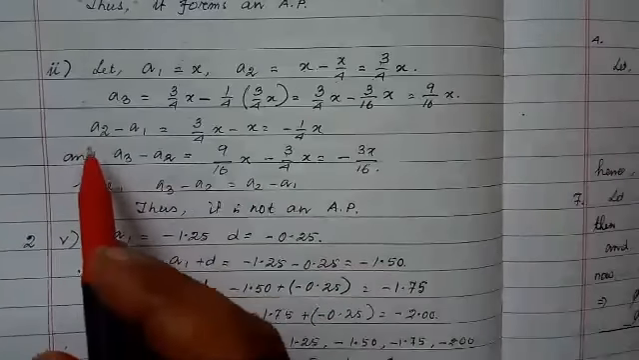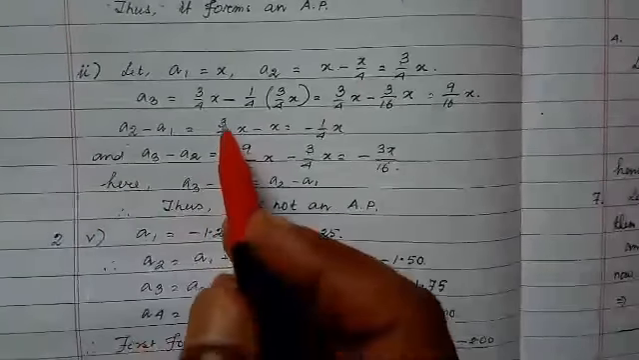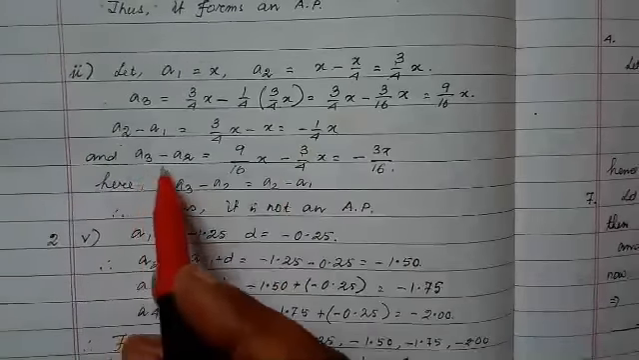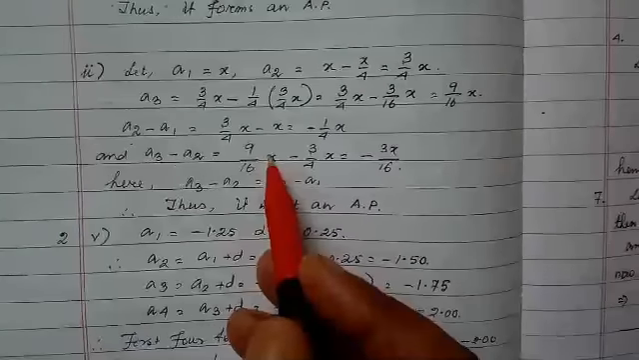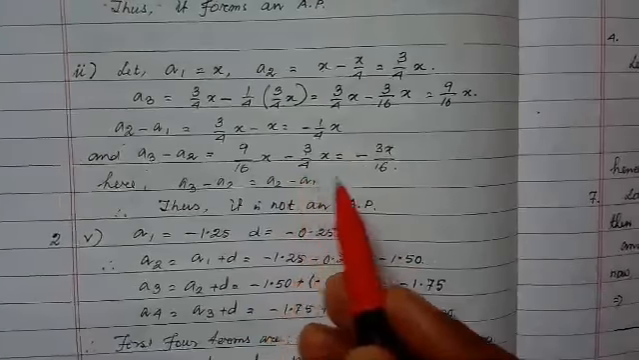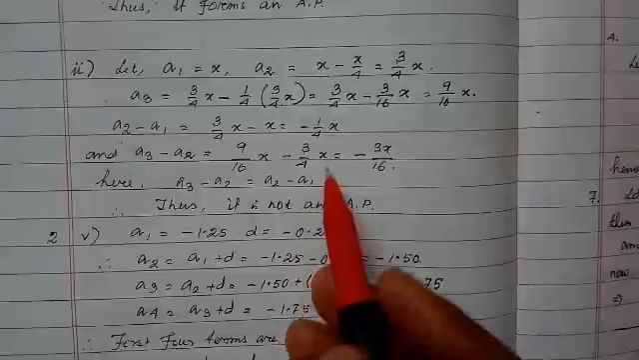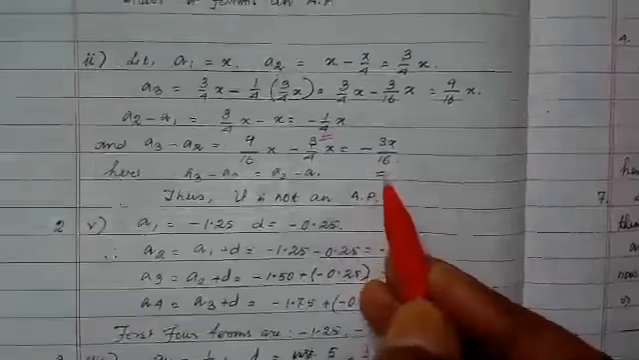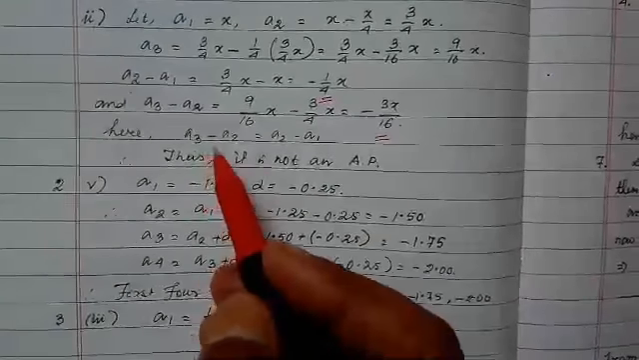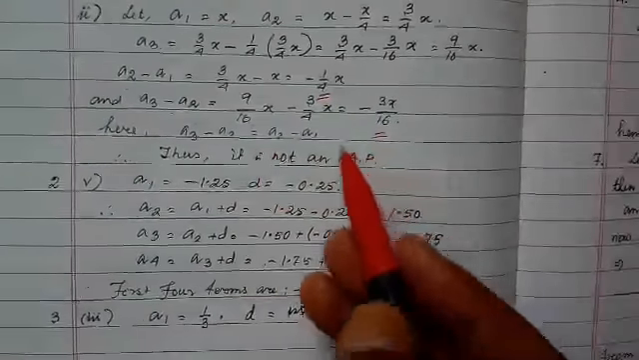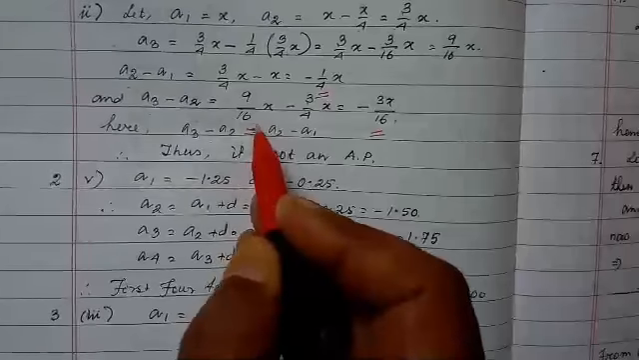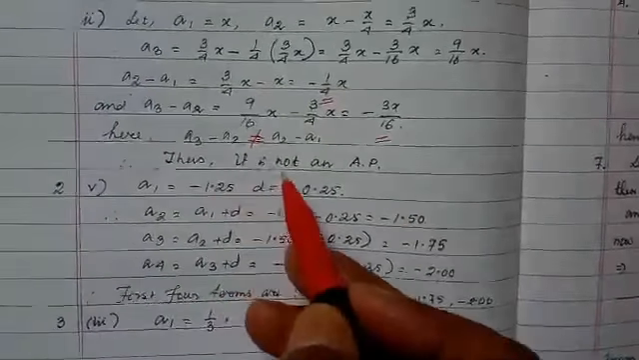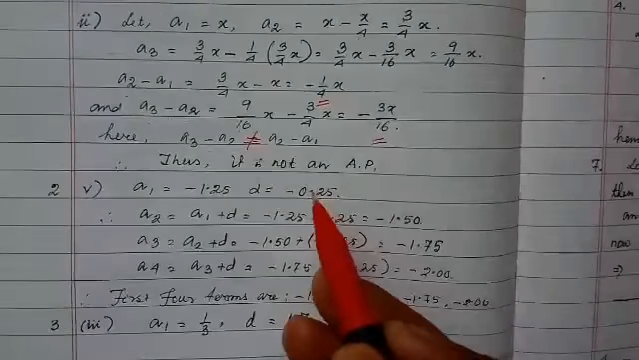9/16 X. Now A2 minus A1, 3/4 X minus X, that is minus 1/4 X, and A3 minus A2, 9X by 16 minus 3X by 4, that is minus 3X by 16. Now what we have seen, in this case the difference is not the same, that is A3 minus A2 is not equal to A2 minus A1, thus it is not an AP.